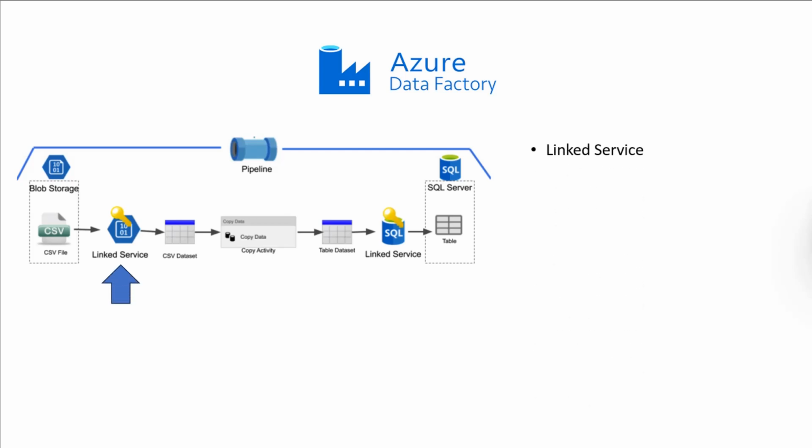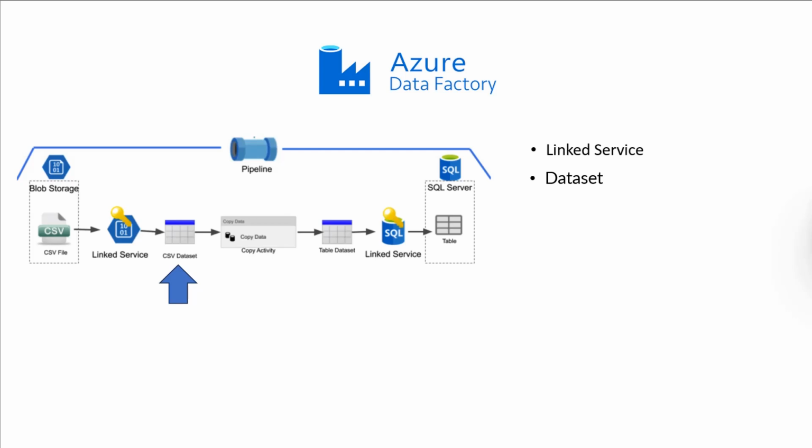The first terminology that we've got in ADF is called linked service. Linked service is basically a connection string. It's used for connecting to an external resource. So for example, if you want to connect to a blob storage in this case, or you want to connect to a SQL server, you need a connection string to connect to that. So linked service is a terminology of ADF for that connection string. And you need that for connecting to any external resources.